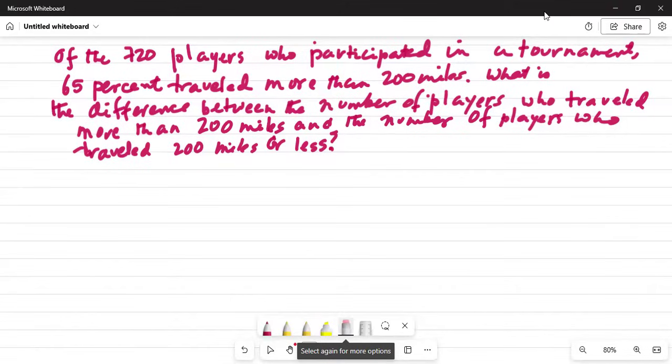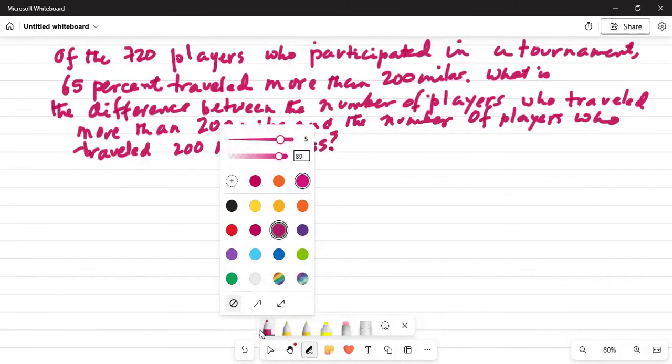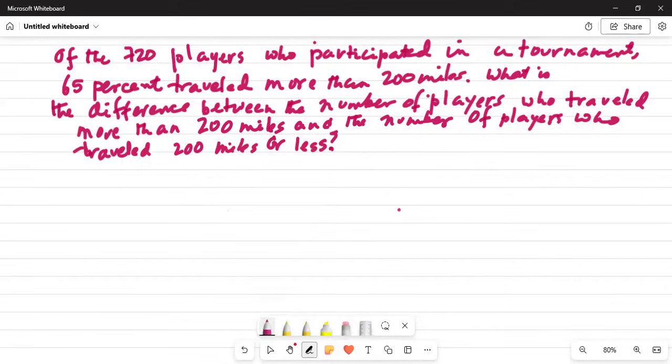So, you see, there are two different percentages here. One is what they have given to us, which is 65%, who traveled more than 200 miles, and another which they have not given to us, which will be the complement or opposite: 100 minus 65, 35% who traveled 200 miles or less. So let's write those two things up.